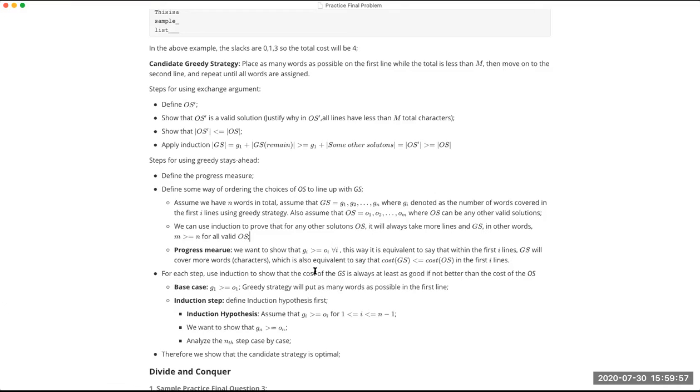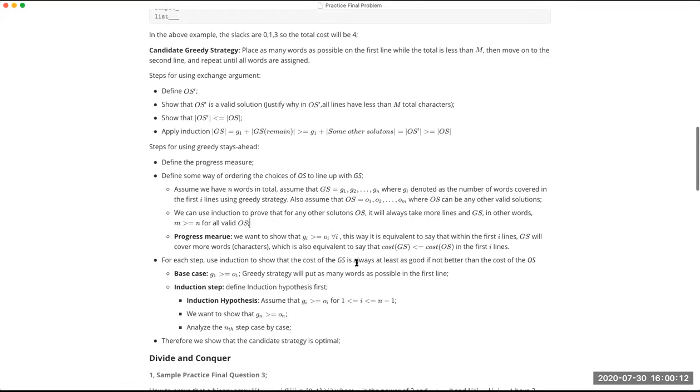It's different from the usual way we define the progress measure. I can show you another way of defining the progress measure, and you will see you cannot prove that using induction. So for each step, we use induction to show that the cost of the GS is always at least as good, if not better, than the cost of OS.